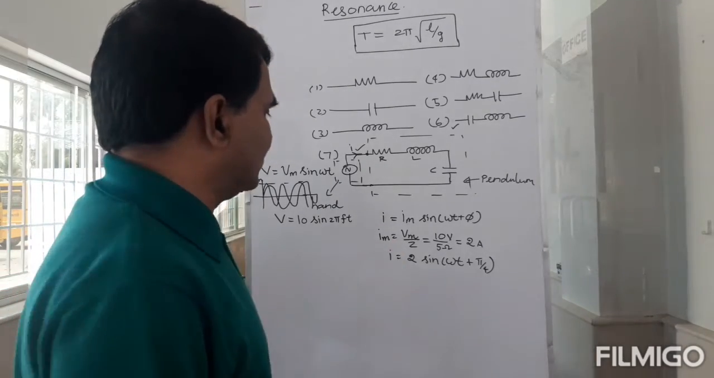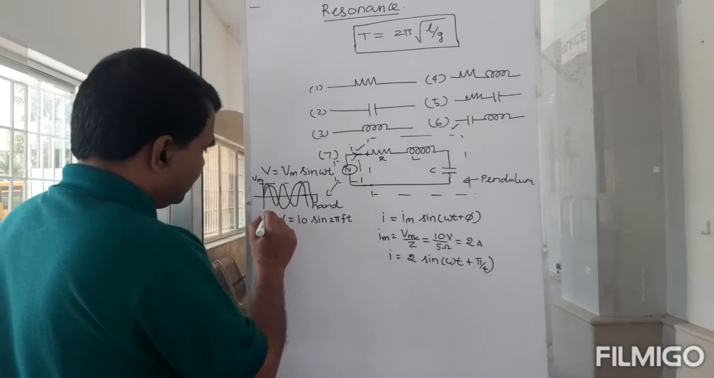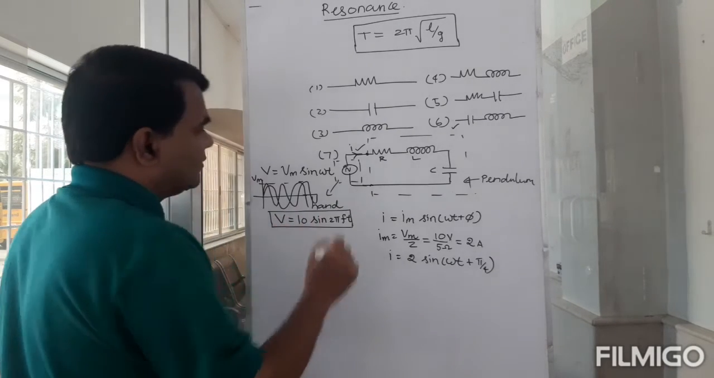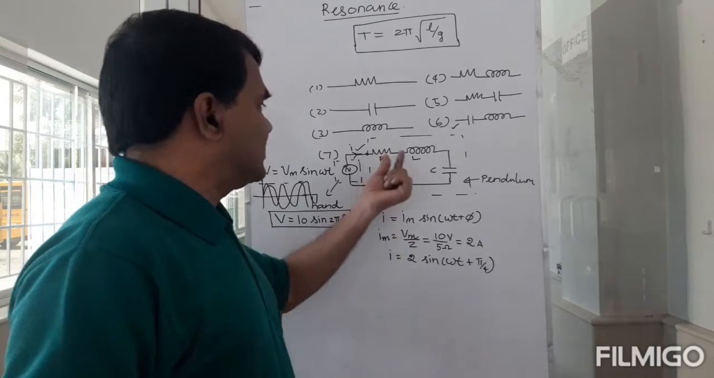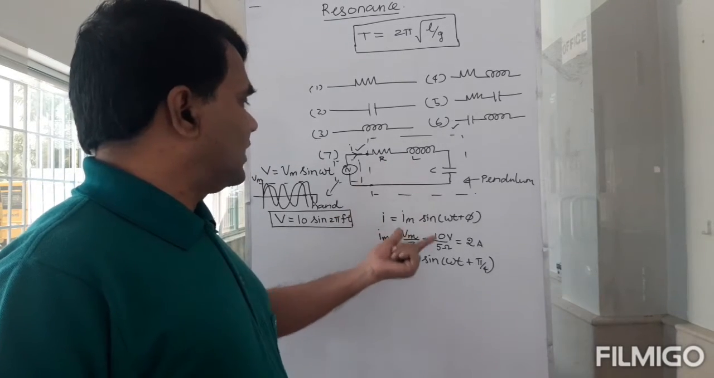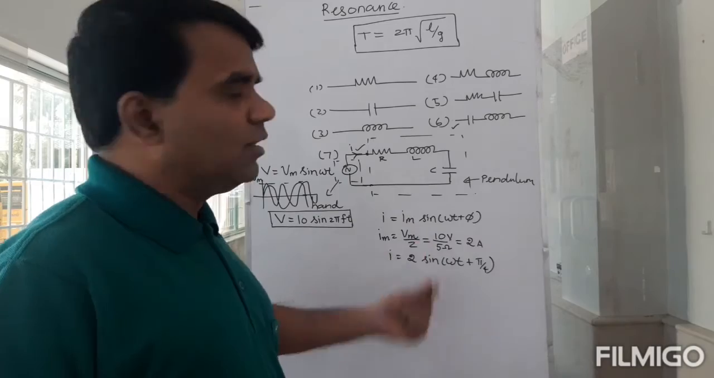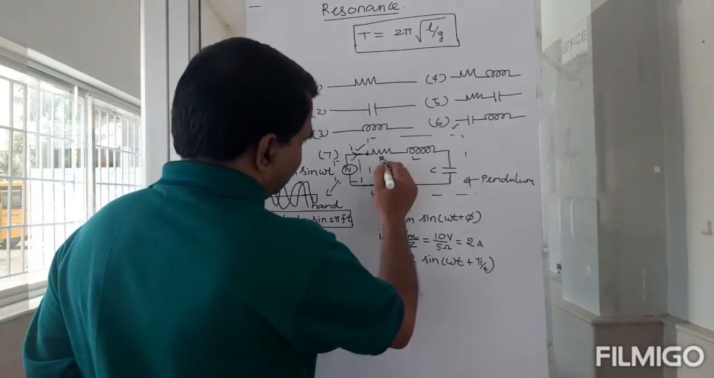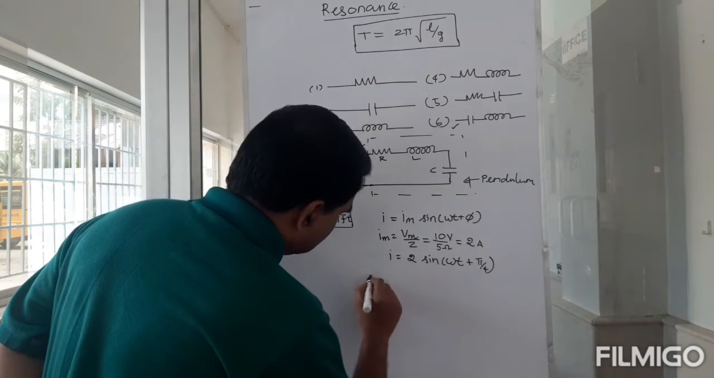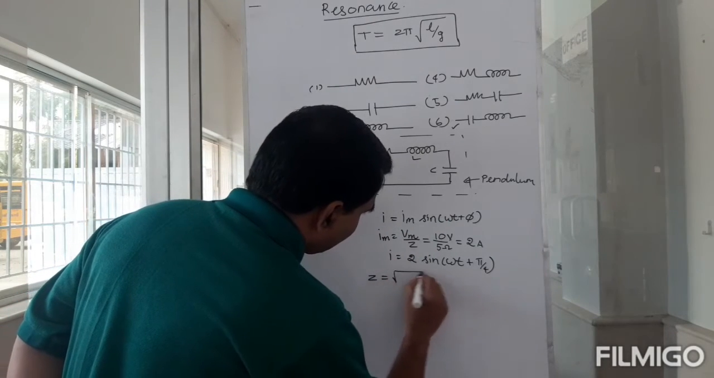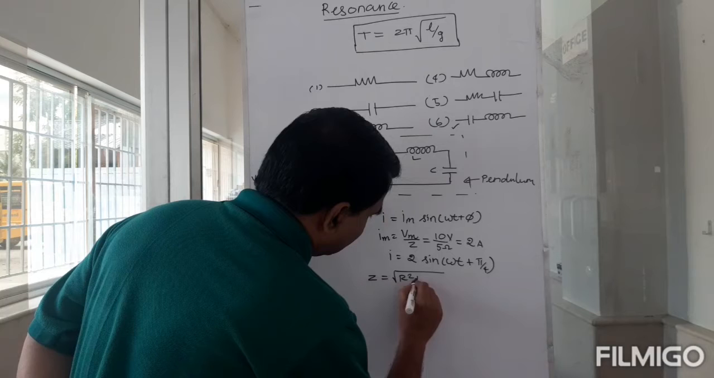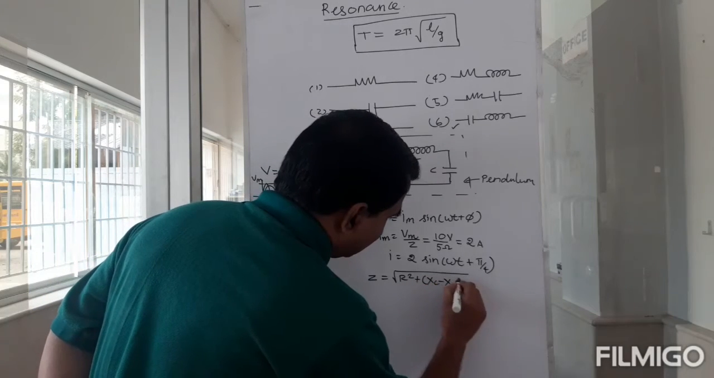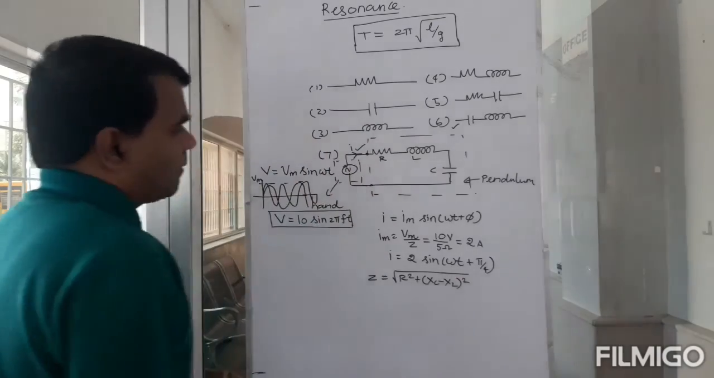So for the same applied voltage, Z can change. How? Z can change in two ways. If it changes, what is Z? Z is actually the square root of R squared plus (XC minus XL) the whole squared.